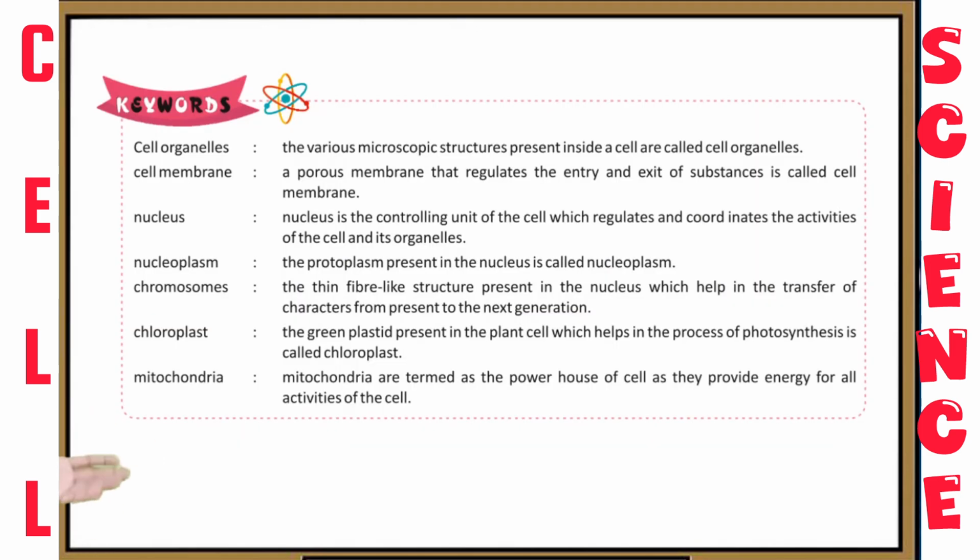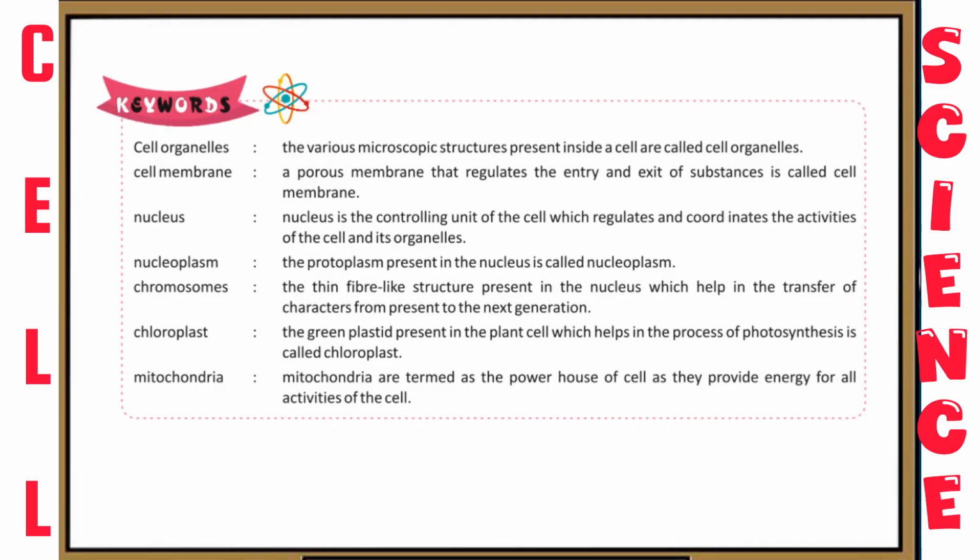So now let's see the first keyword, that is cell organelles. The various microscopic structures present inside a cell are called cell organelles. Next is cell membrane. A porous membrane that regulates the entry and exit of substances is called cell membrane. Next is the nucleus. Nucleus is the controlling unit of the cell which regulates and coordinates the activities of the cell and its organelles. Next is nucleoplasm. The protoplasm present in the nucleus is called nucleoplasm.